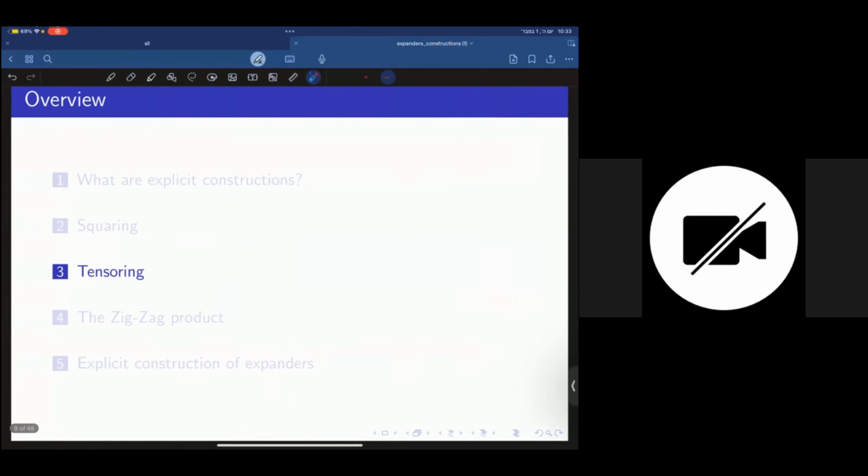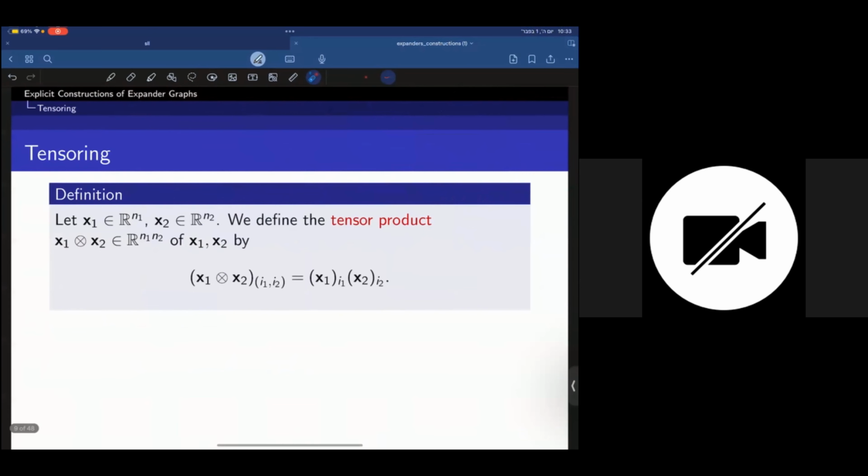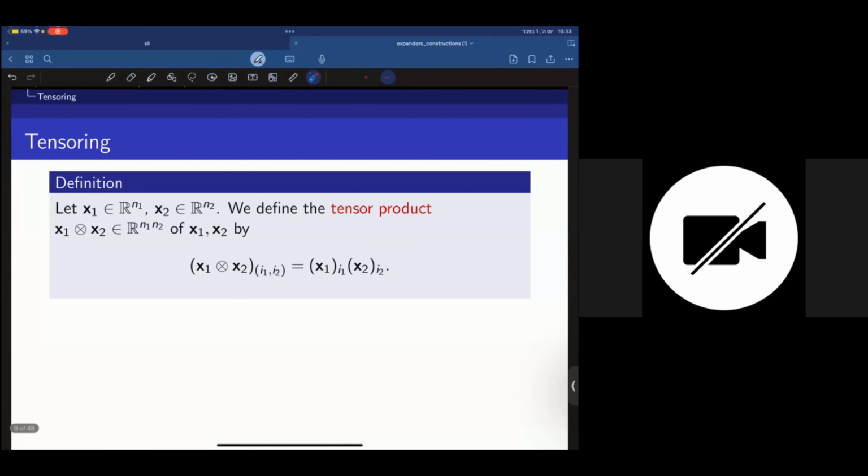So maybe any questions about squaring so far? Good. Okay, so let's build it slowly. I won't define the tensor of a graph now. Let's start with defining the tensor of two vectors, then the tensor of two matrices or operators, and then the tensor of graphs, because that's the right way to go.